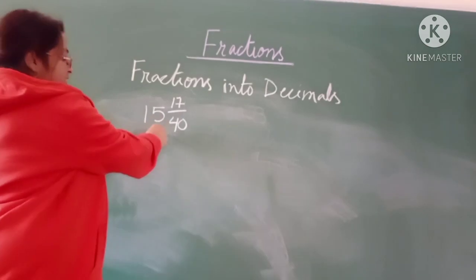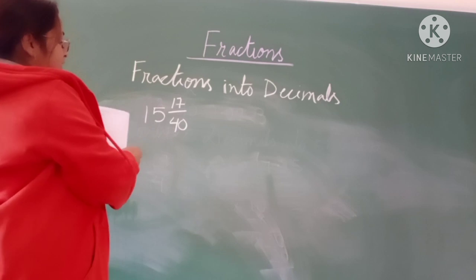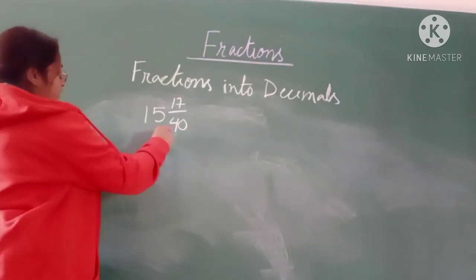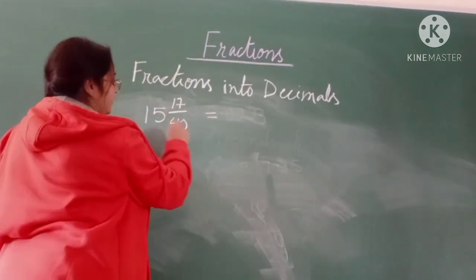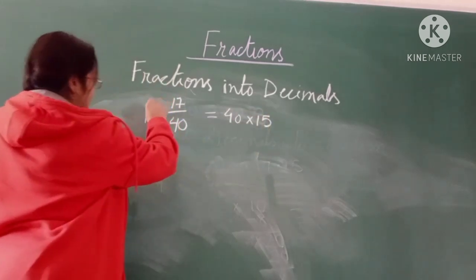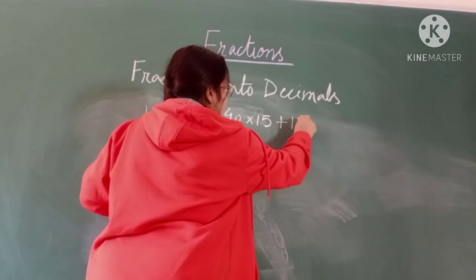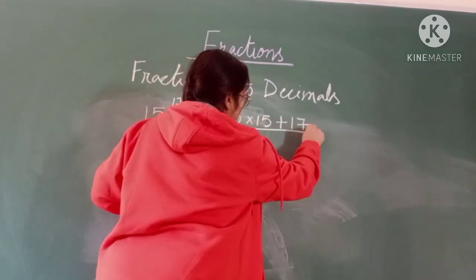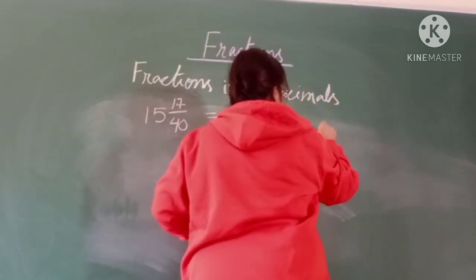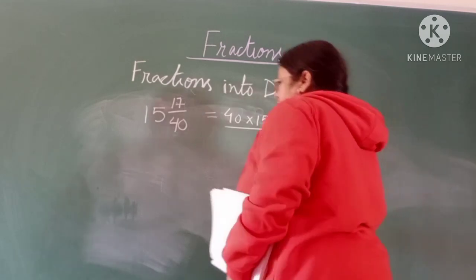So this is a mixed fraction, right? This is a mixed fraction. So what is the first step? We have to convert this mixed fraction into an improper fraction. What we do? The numerator will be 40 into 15, and then we will add the numerator 17. The denominator remains same. So our number becomes 617 by 40. Now what we have to do?